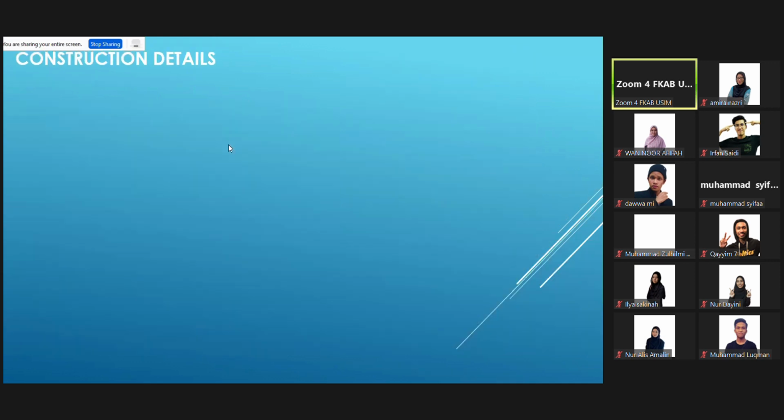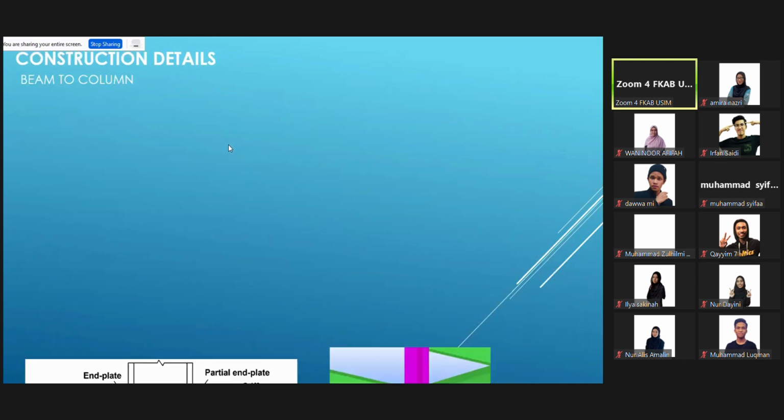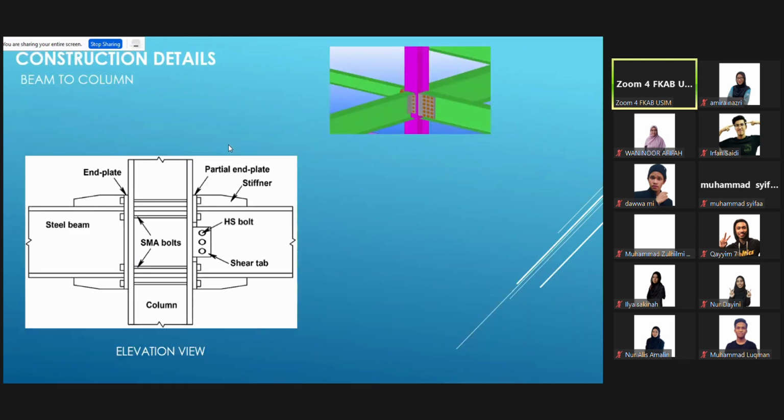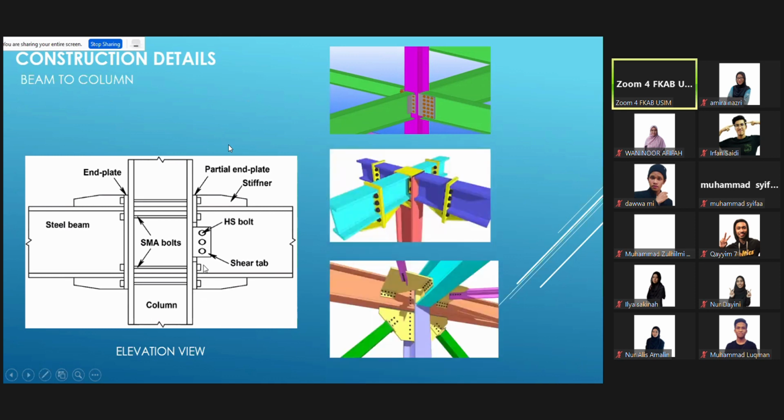Okay, this is beam to column. This is in elevation view. This is where the beam, yang vertical, remember, is a column. This is a kind of bolt that you bolt across there. You can draw something like this. These are just images of beams, how they're being connected together. Yang ni using bolt and nut.